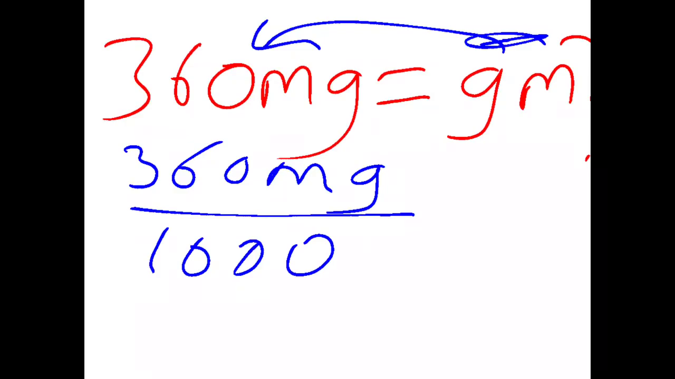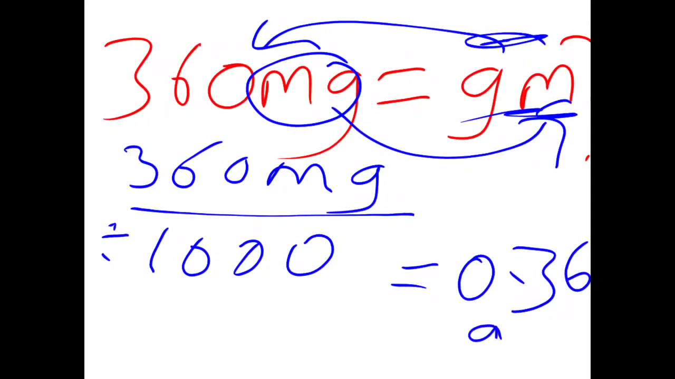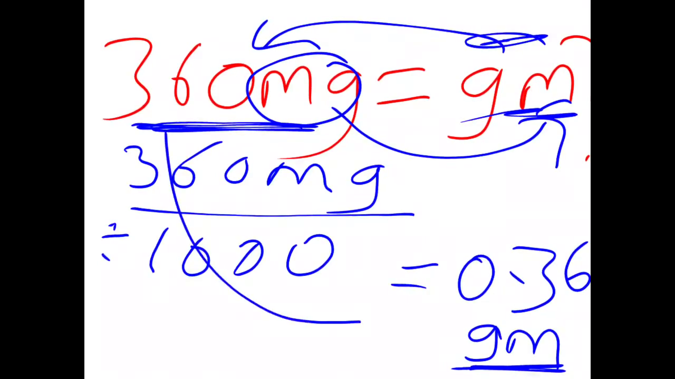Now, because we want to take the smaller unit to a bigger unit, this time we are not going to multiply, but we are dividing, because our answer needs to be in grams. When you do the calculation, your answer is around 0.36 grams. It means that if someone has 360 milligrams, this is equivalent to 0.36 grams.